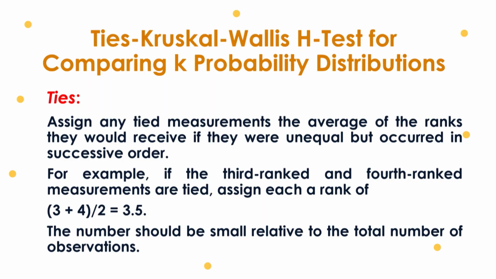Next, we will discuss ties. Under the Kruskal-Wallis test, how do we deal with ties? For any tied observations, we assign the average of the ranks they would have received if they were unequal but occurred in successive order. For example, if the third and fourth ranked measurements are tied, assign each a rank of 3 plus 4 divided by 2. So, the third and fourth observations will each take the rank 3.5. The number of ties should be small relative to the total number of observations.